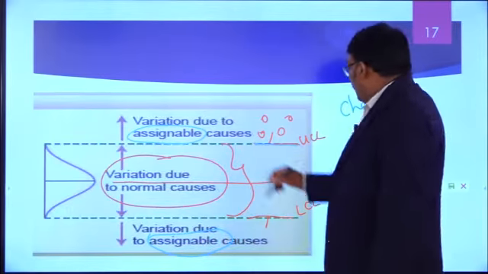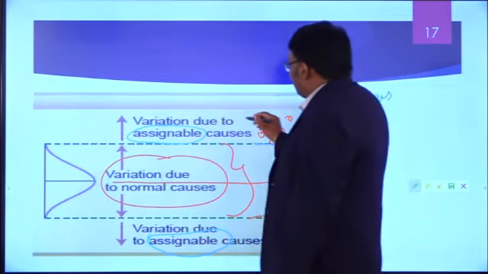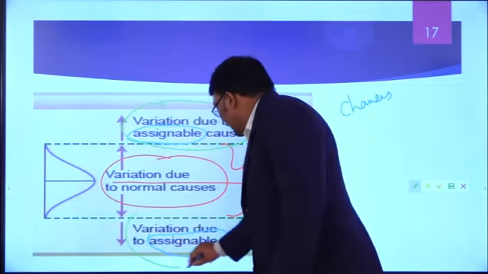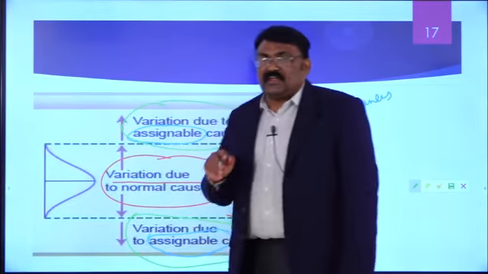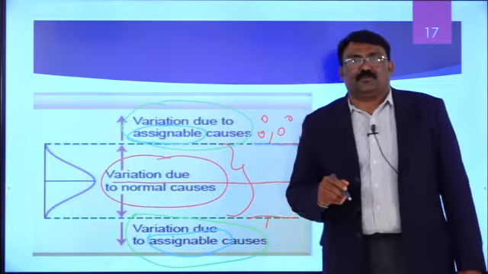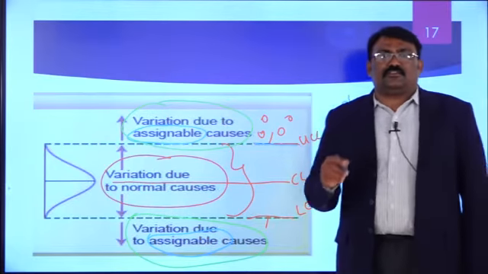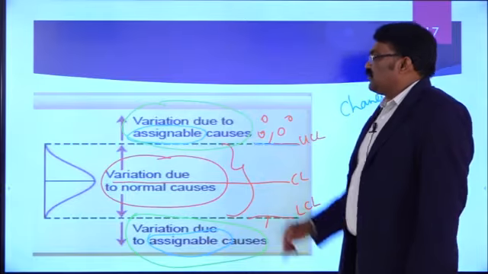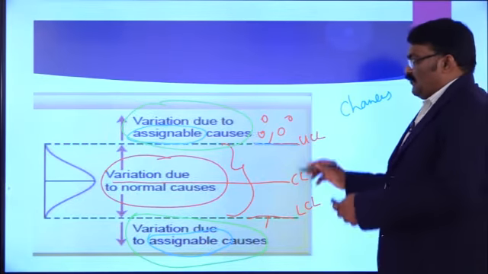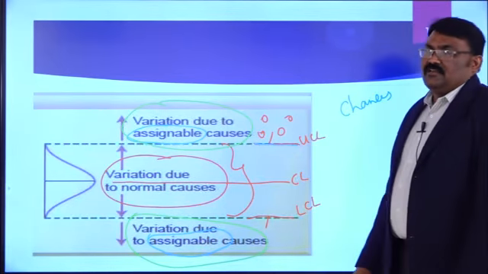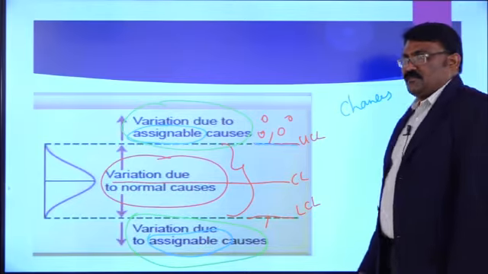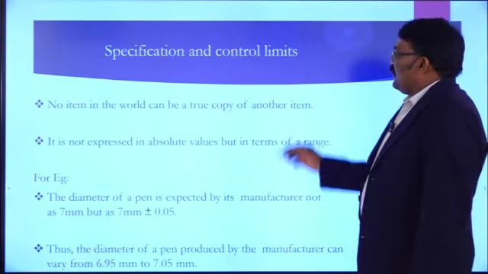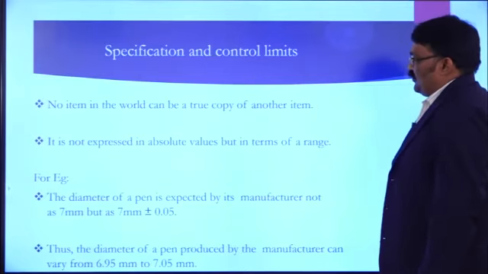Now, this assignable cause can be under our control. By regular monitoring of the system, by regular check of the system, we can eliminate or reduce these causes by having a regular check on the system process. Understood? All right.